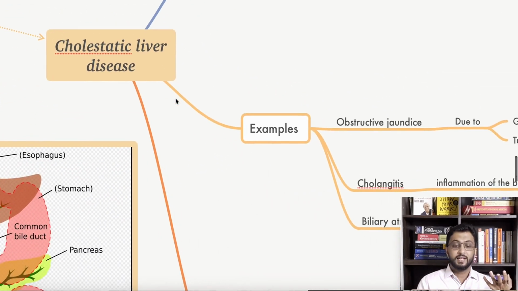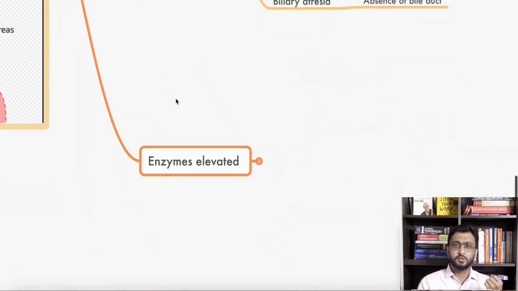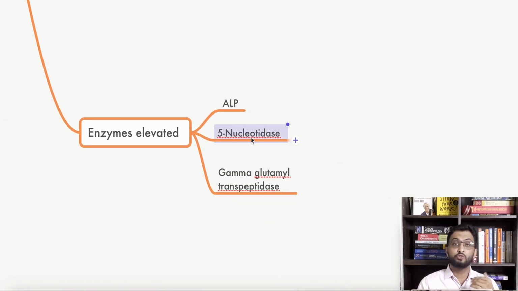Now we studied examples, and we said what enzymes are raised. Now you know ALP is raised, but not ALP alone. We have 5 nucleotidase, we are going to come to that, which is raised. Gamma glutamyl transpeptidase is also raised. So that's another question in itself: in cholestatic liver disease, which of the following enzymes are raised? ALP, 5 nucleotidase, gamma glutamyl transferase.